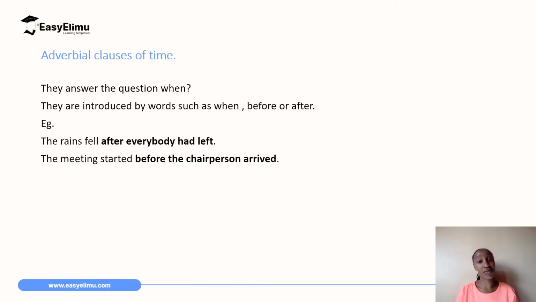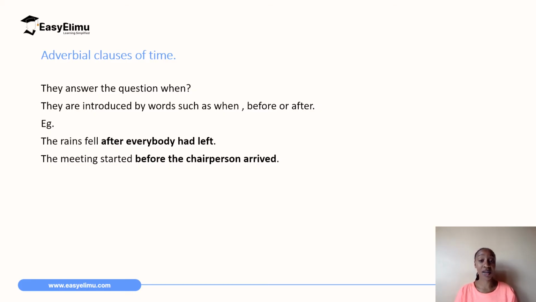Let us have a look at a few examples. The rain fell after everybody had left. So that part, after everybody had left, that is our adverbial clause in that sentence. And it is not just an adverbial clause, it is an adverbial clause of time, because it is telling us when did the rains fall, at exactly what time did the rains fall, and it is after everybody had left.